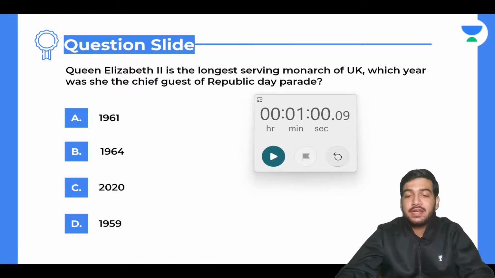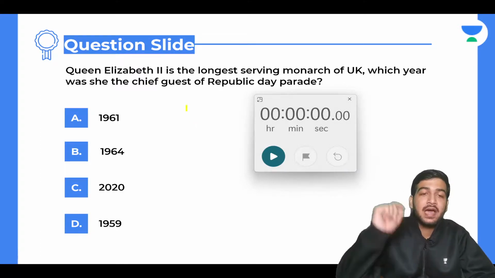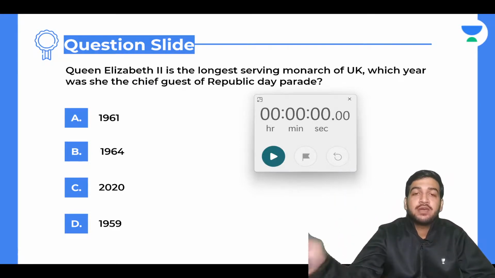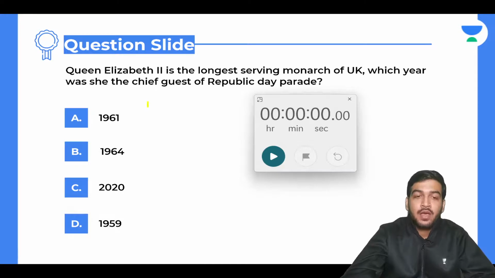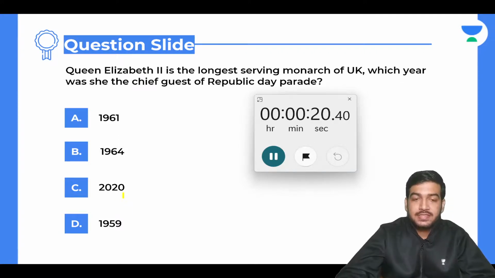Then the next one is related to the chief guest of the Republic Day Parade. Remember, this year the Republic Day Parade had no guests, but the British Prime Minister had been invited. Queen Elizabeth II is the longest serving monarch of the United Kingdom. Which year was she the chief guest of the Republic Day Parade? Was it A. 1961, B. 1964, C. 2020 or D. 1959? Was it this year or in 1961, 64, 59 or 2020?